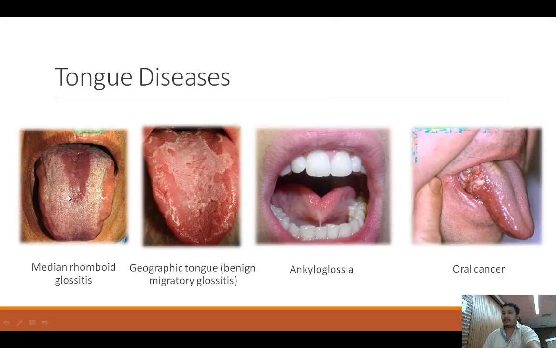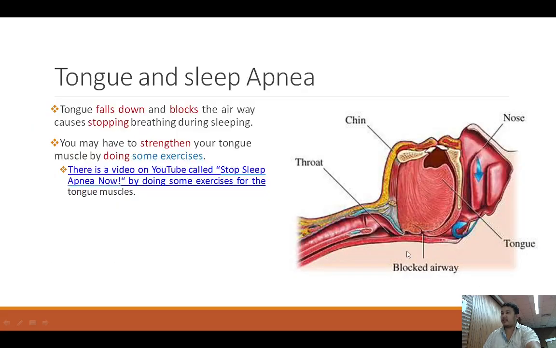There are different tongue diseases. There is glossitis, which is inflammation of the tongue. There is something called geographic tongue. Ankyloglossia is the condition in which the tongue is tight, so you can't protrude the tongue; it is fixed to the undersurface. You need a little bit of surgical incision. And of course there is oral cancer which affects the tongue.